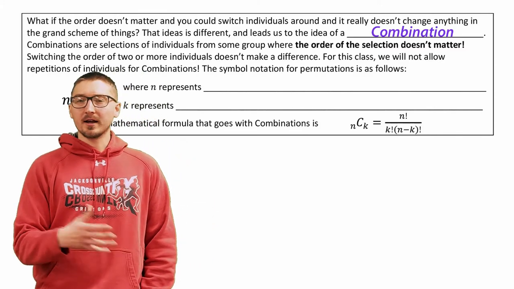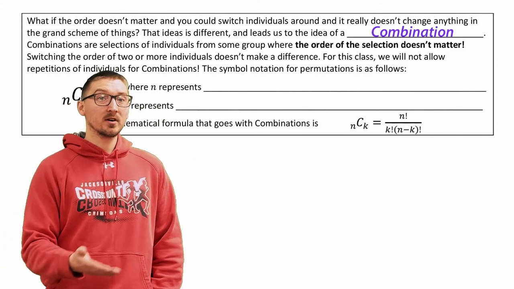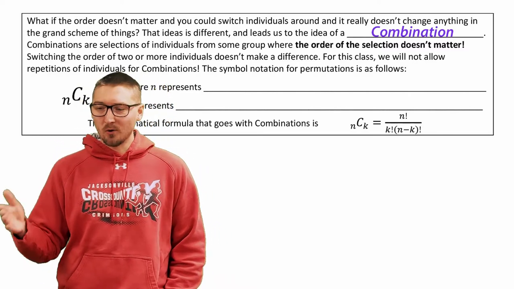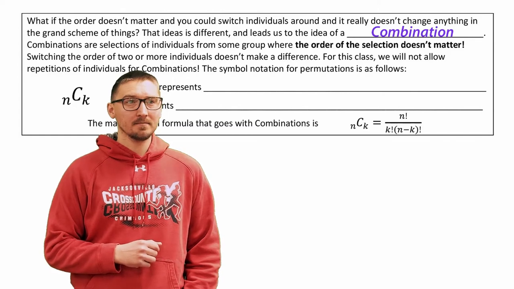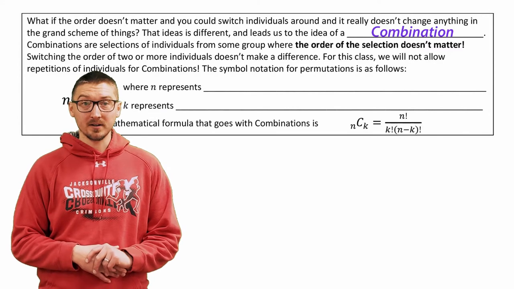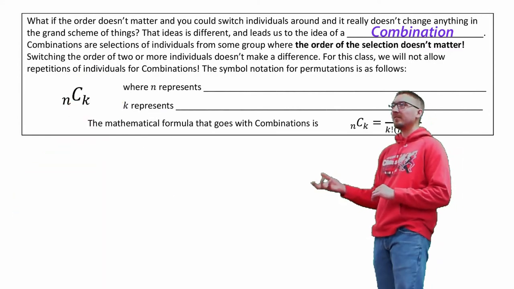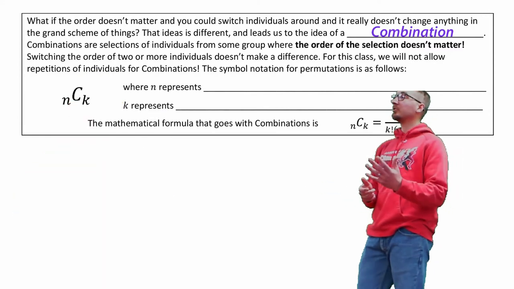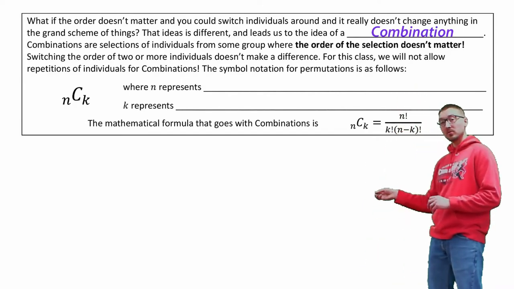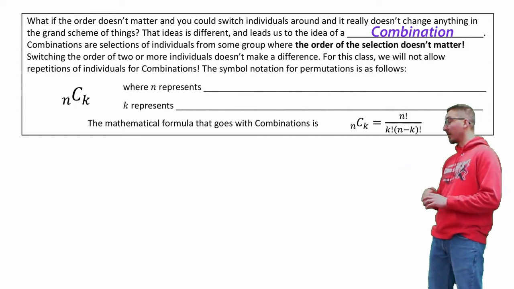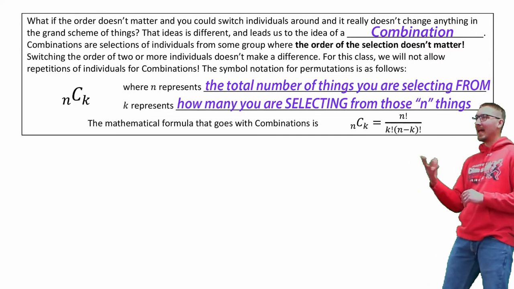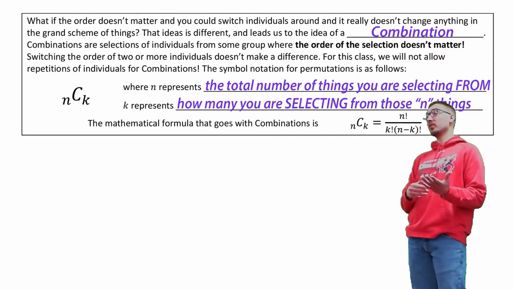And combinations are selections of individuals that form some group. It's the group together that matters, not the order that they are selected, okay? Switching the order of 2 or more of these individuals doesn't make a difference. Now, just like permutations have this symbol notation, combinations are set up in a likewise manner. So you have N as a subscript, C as a large regular size letter, and then you have K. And N and K represent the same ideas as for permutations.